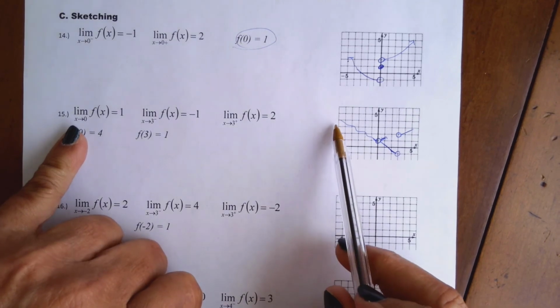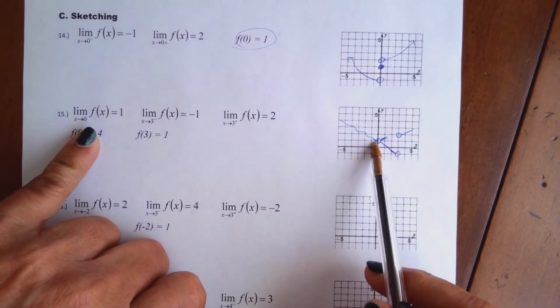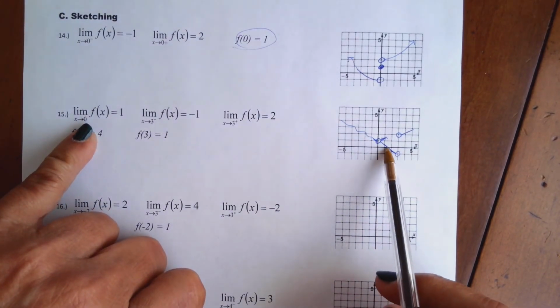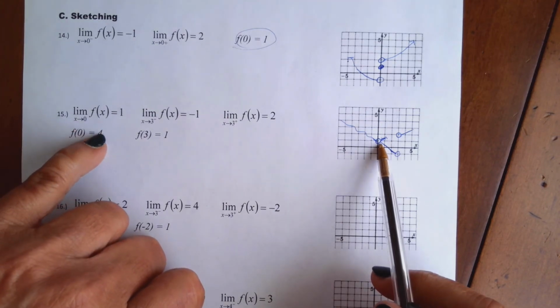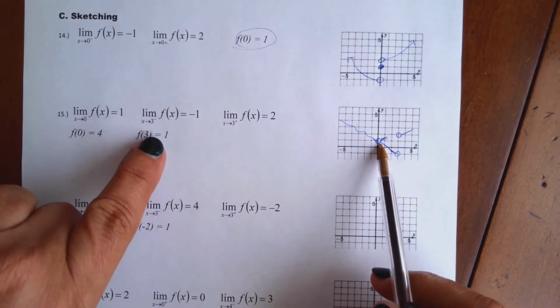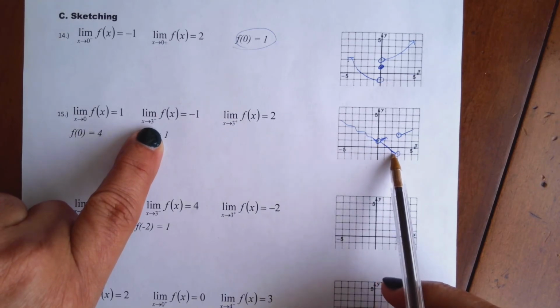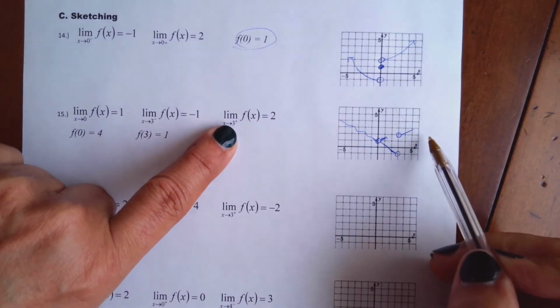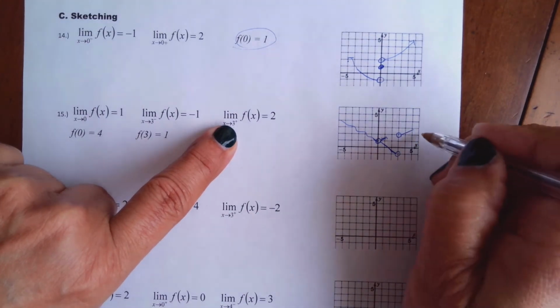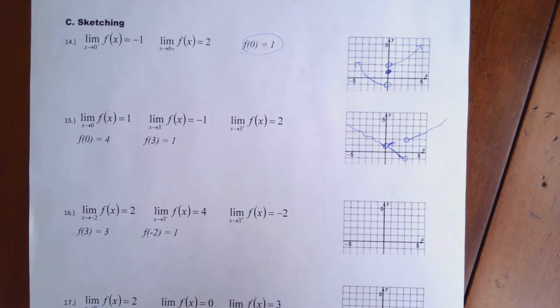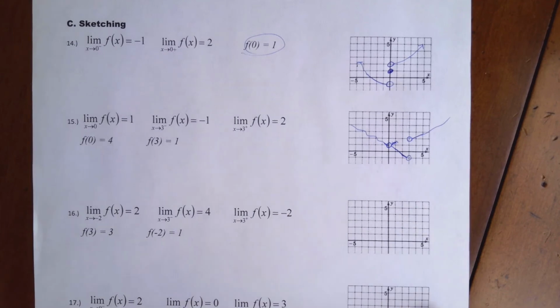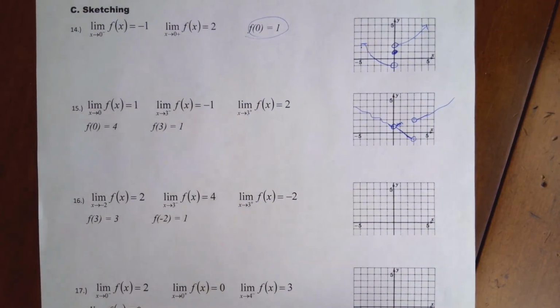So from 0 from the left, I'm approaching 1. 0 from the right, I'm approaching 1. That's what that says, so that's right. 3 from the left, I'm approaching -1. And then 3 from the right, I'm approaching 2. Okay, so now I can make that a little longer if I want. So there's a graph that includes all of this.